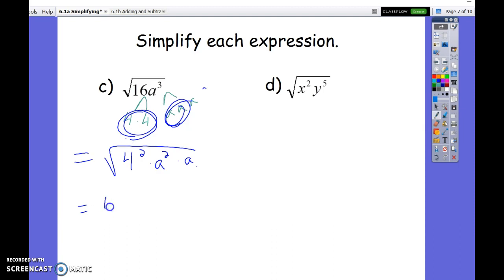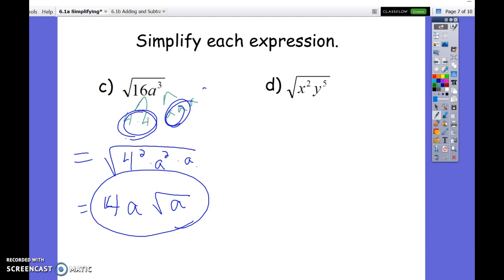Well, the square root of 4 squared is 4. The square root of A squared is A. And we can't take the square root of A to the first power, so that just stays under our radical. So the square root of 16 times A cubed is equal to 4 times A times the square root of A. So it'd be a good time to pause and try and do letter D.